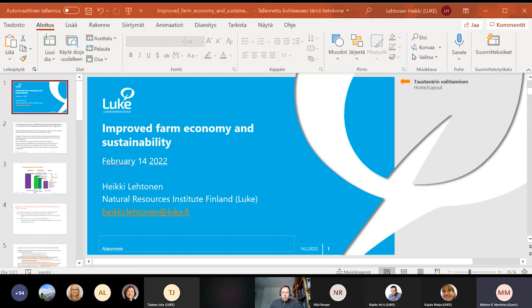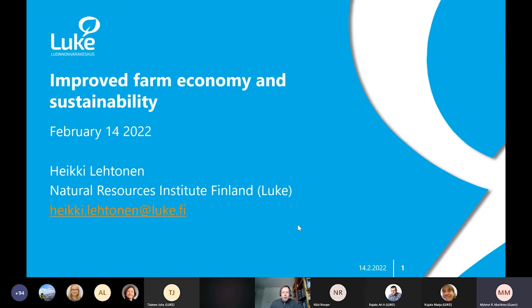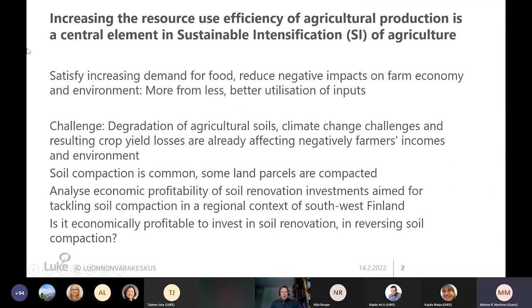I would like to introduce you to one case example, what it means to improve farm economy and sustainability. And what is the linkage is quite case specific, and there are no average cases, but we have to look at some typical cases. And I would say that this is related much to sustainable intensification.